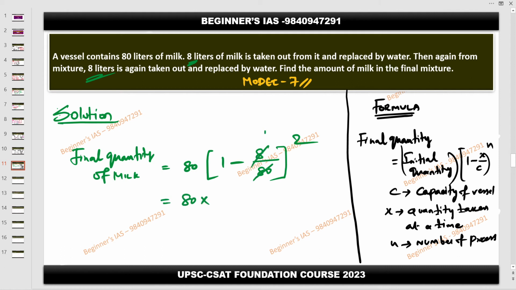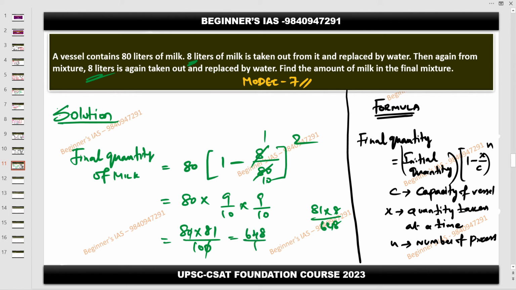So here 1 by 10. So 10 minus 1 is 9, 9 by 10 into 9 by 10. Simple. So now you can go here with 80 into 81 by 100. You can cancel the zeros. 81 into 8, therefore 8 here, 64 here, 648 by 10, which is equal to 64.8 liters. Clear? Done.